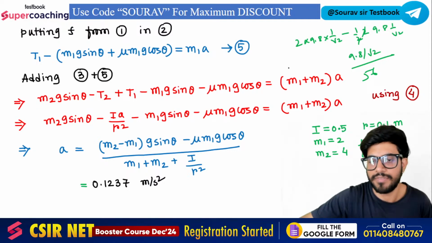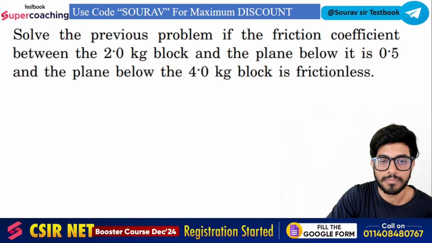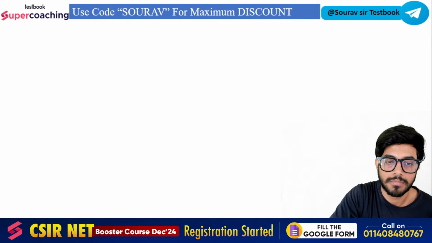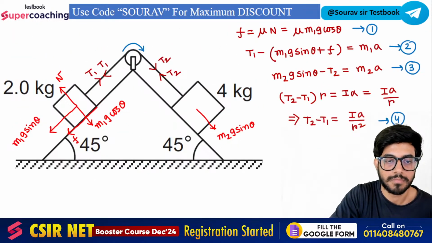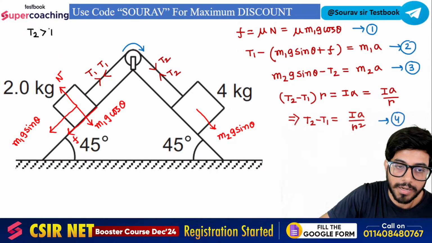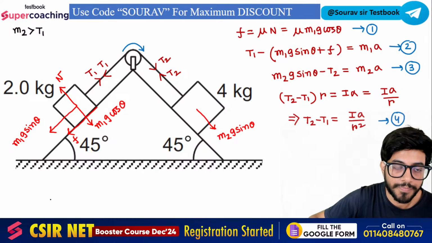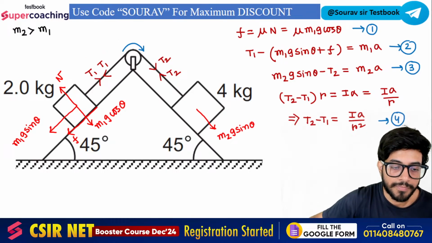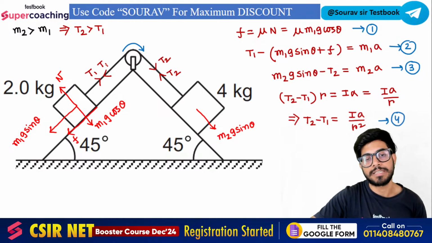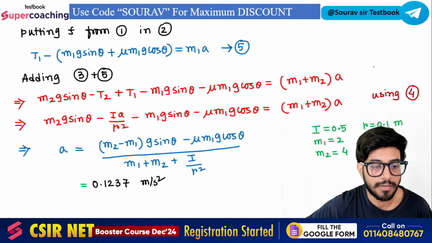So these are the types of questions, and these are very nice questions. You can solve them for yourself. So you know over here also that T2 is greater than T1 because this mass is larger. M2 is greater than M1, that implies T2 greater than T1, which means the tendency of motion is clockwise. Okay, done. So we have solved this question as well.